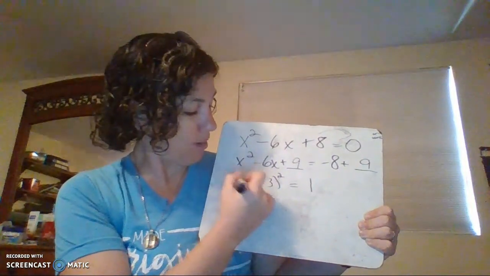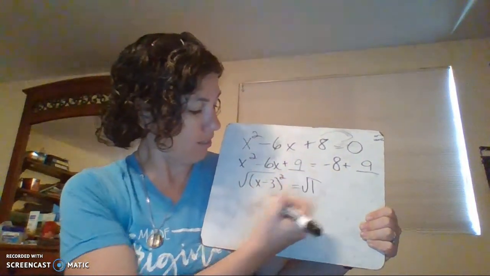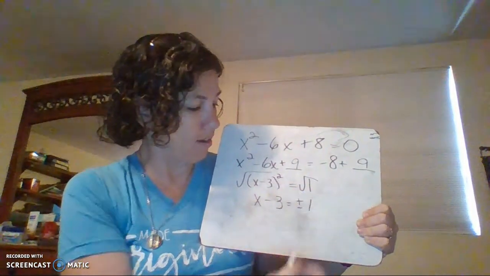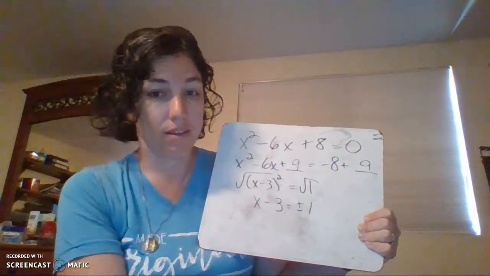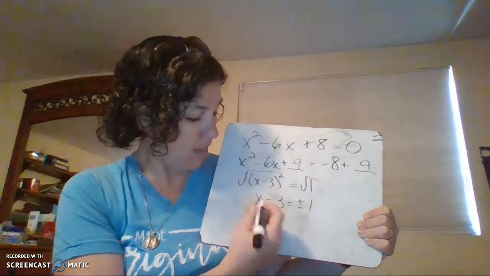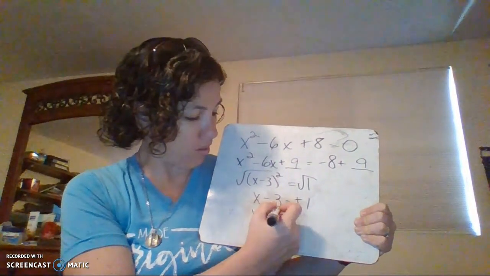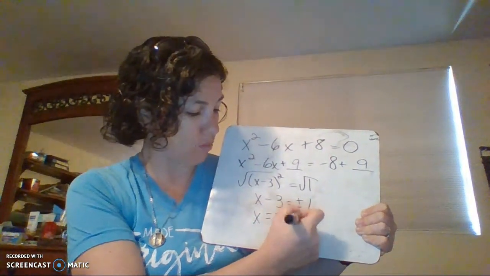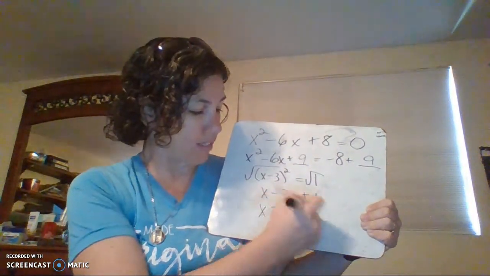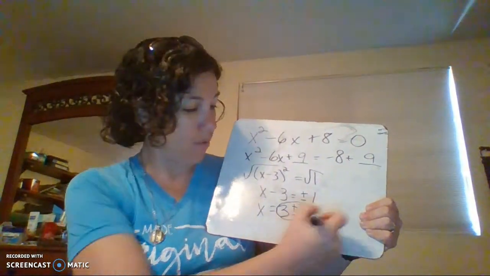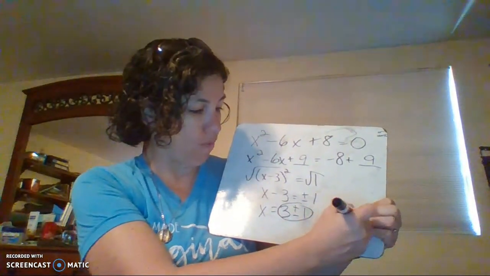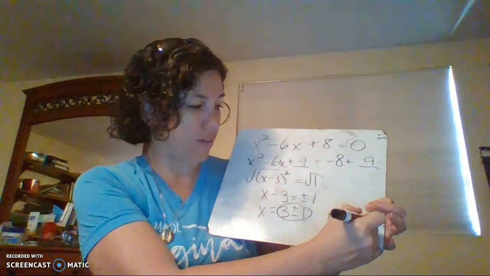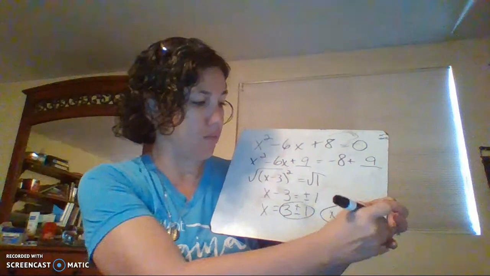So if I square root this and I square root this, I have x minus 3 equals plus or minus 1, because the square root of 1 is 1. So you're going to have a plus and a minus. And then it would be x equals, opposite sign here, 3 plus or minus 1. So I would have to solve both of those. That would be x equals 4, because 3 plus 1 is 4, and 3 minus 1 is 2. So this would be my answer.